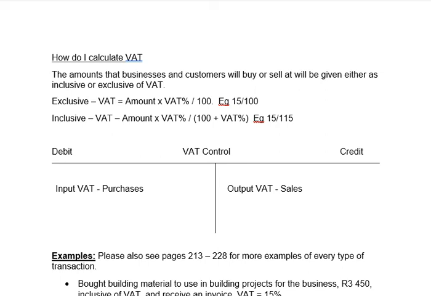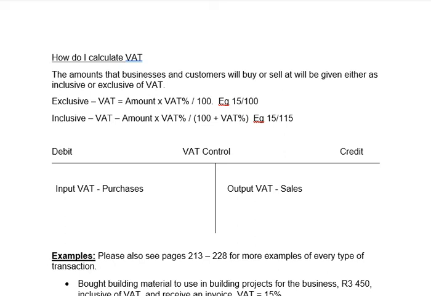Now it can differ from question to question and from business to business. Obviously, some people will include the VAT on the invoice, others will exclude the VAT and tell you to add VAT. So make sure that you read whether the invoice is inclusive or exclusive of VAT, or whether the request sent to you is for inclusive or exclusive VAT.